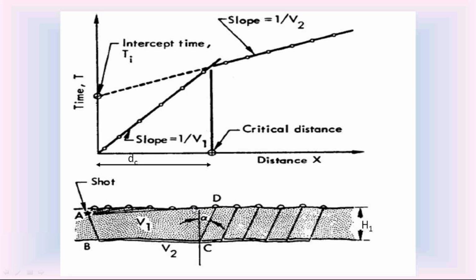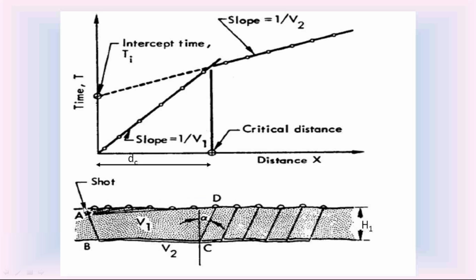So I know the distances of these geophones from the source, take it on the x-axis, and also from the seismograph, I know the time of receiving the shock waves by these geophones, take it on the y-axis. So I will get this first straight line. This first straight line indicates the shock waves traveling in only the first soil layer.